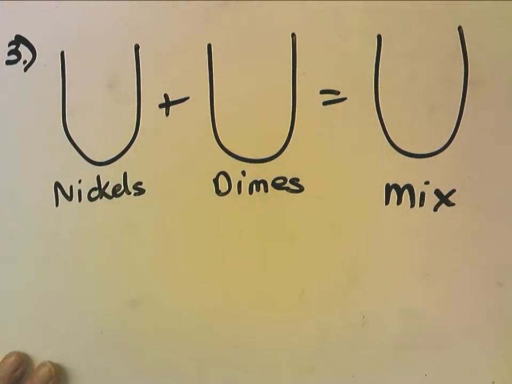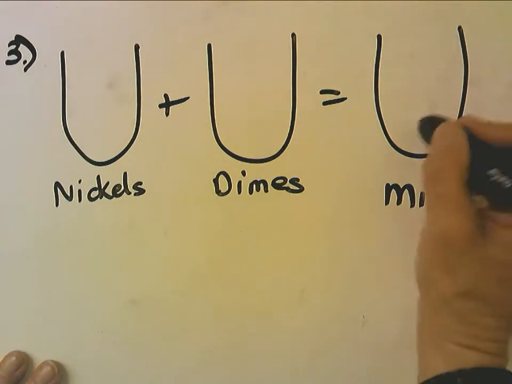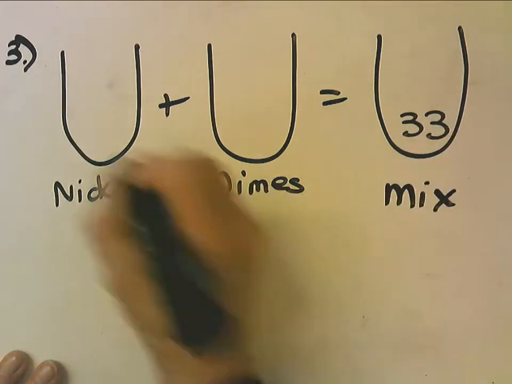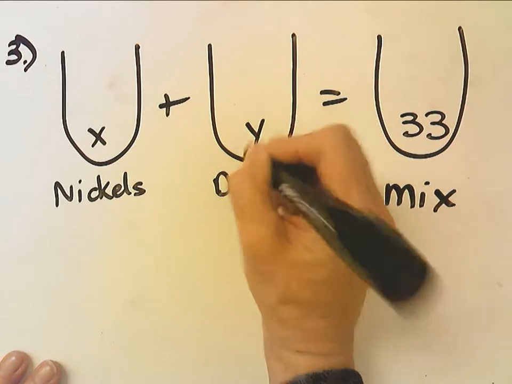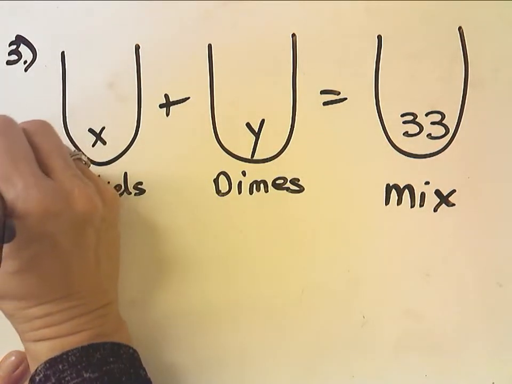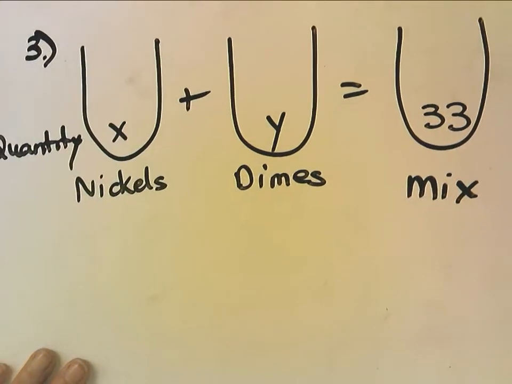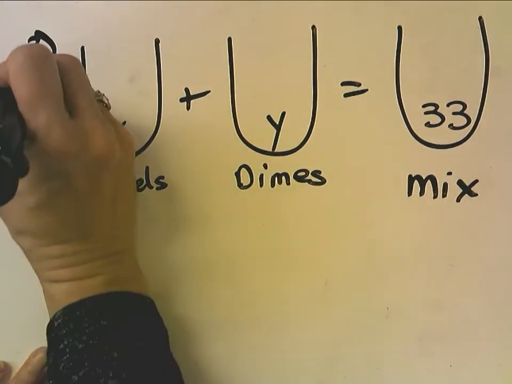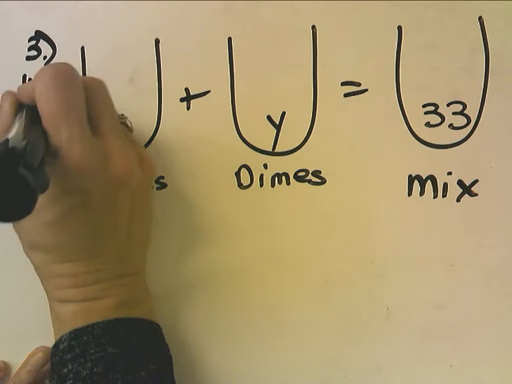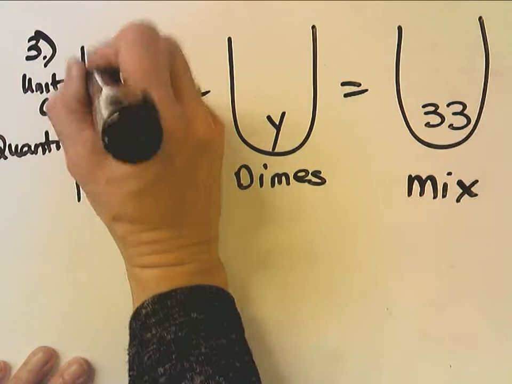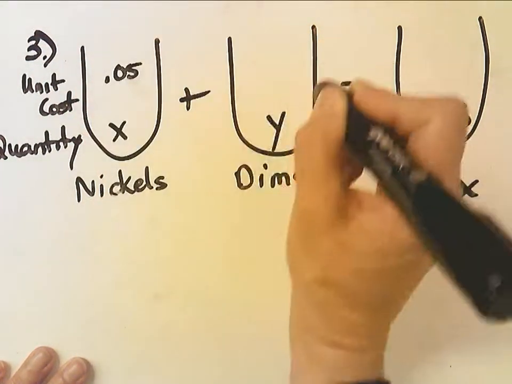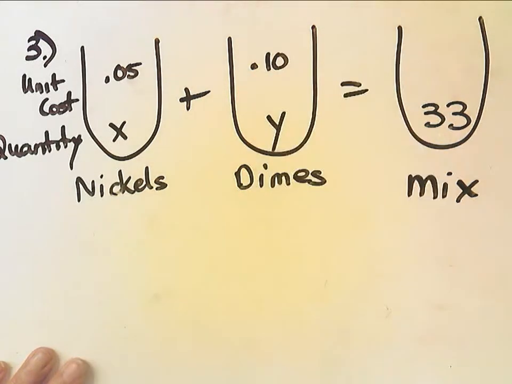Okay? She has 33 coins in all. So she has a total of 33. I don't know how many nickels or how many dimes. This is the quantity, and this is the unit cost. Now, a nickel is 5 cents, a dime is 10 cents.